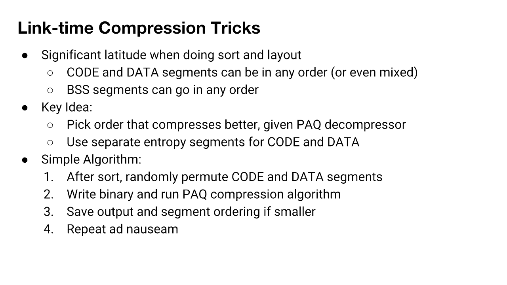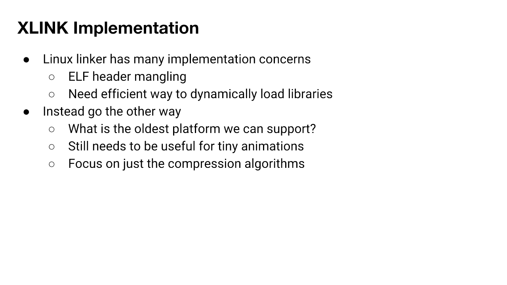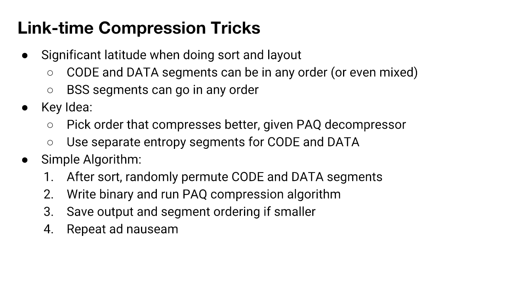And so this very simple algorithm is you just do the sort, figure out what the code and data segments are, randomly permute them, do the fix-ups, link it, and then try to compress it. And just iterate this over and over again and see which one's the best, and at some point you give up. This is what the state of the art is. And to be very clear, the reason this is the state of the art is that there's no public implementation. So hopefully we can fix that.